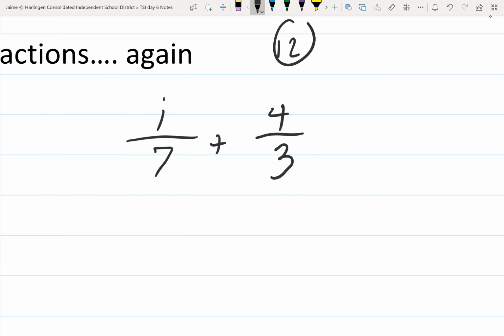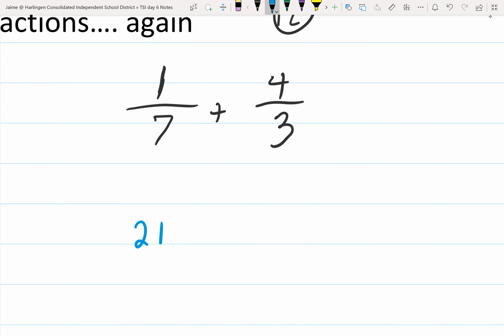The last fraction here: 1 over 7 plus 4 over 3. Can you make 7 become 3? No. Can you make 3 become 7? No. So again, multiply them. 7 times 3 is 21. So now they're going to both be 21. How do you make 7 become 21? Well, times 3. If you do times 3 to the bottom, you do times 3 to the top. How do you make 3 become 21? Times 7. Times 7 to the bottom, times 7 to the top.